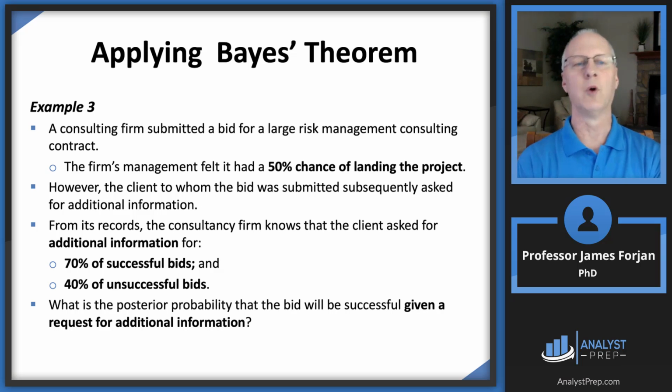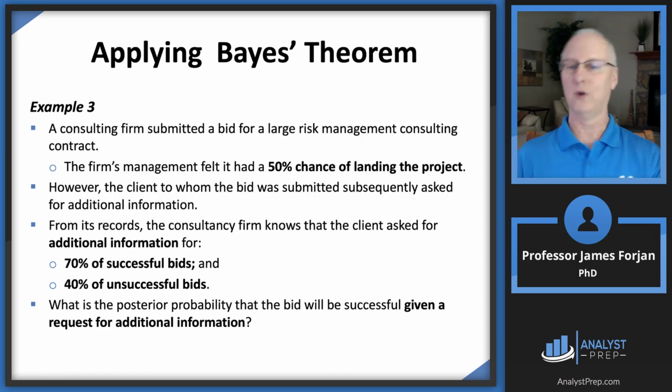Let's go ahead and do some more math here in example 3. All right, let's suppose we have a consulting firm bidding for a consulting contract. So the firm's management feels that it has a 50% chance of landing the project. However, the client to whom the bid was submitted subsequently asked for additional information. All right, so there's that 50% chance, but now the client has asked for more information. Well, clearly, more information, whatever the client wants, can help us refine that probability.